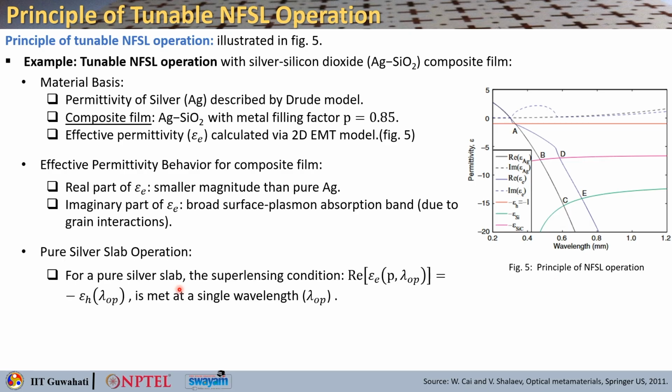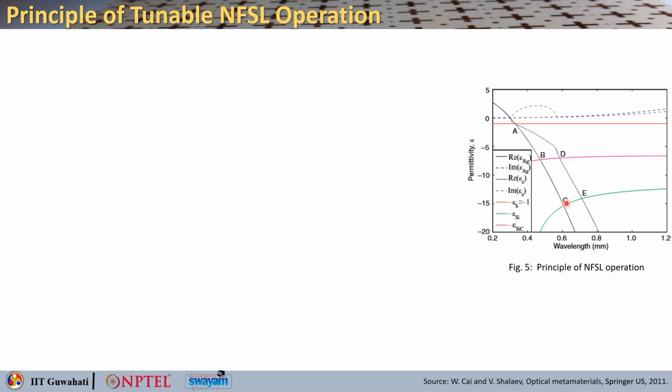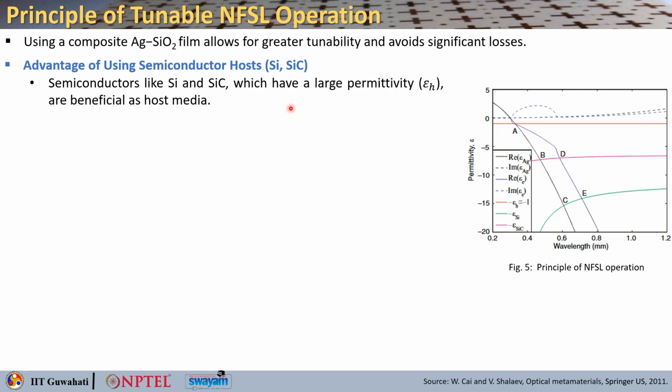For a pure silver slab, the super lensing condition is met at a particular wavelength, but here you can see that different points are marked. A, B and C are the permittivities of the hosts: air, silicon carbide and silicon. Using a composite film gives you greater tunability and allows you to avoid significant losses. The solid lines here are the real part of the permittivities, and the dotted lines show you the losses.